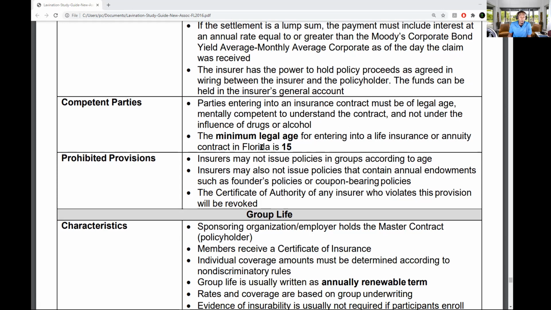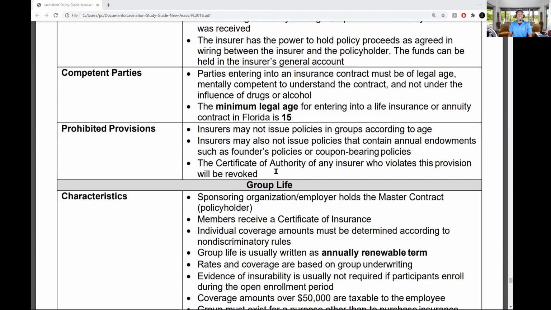They also tell you the minimum legal age to enter into a life insurance or annuity contract in Florida is 15 years old. Now, to get the license you have to be 18, but to buy the product you have to make sure you are 15 years old. So somebody who's 14 is not competent. Now be careful, somebody can be disabled but still competent. A disabled person can be competent. And you don't need to go to college to get a degree in order to be competent. So be careful how they're going to try to trick you in the exam.